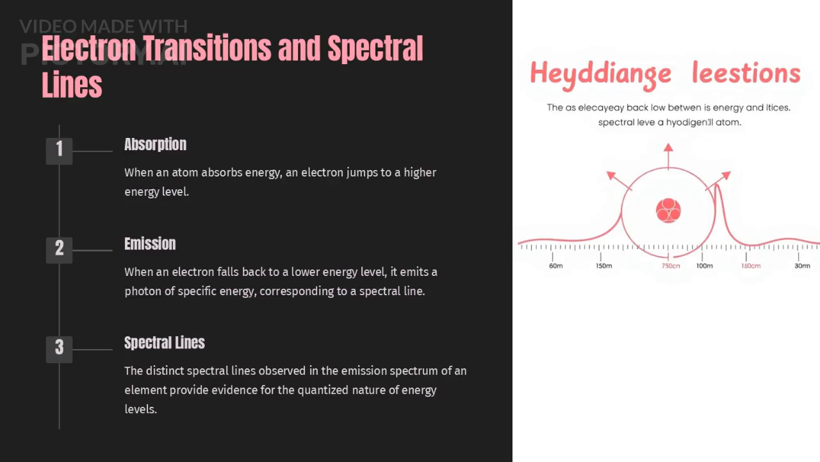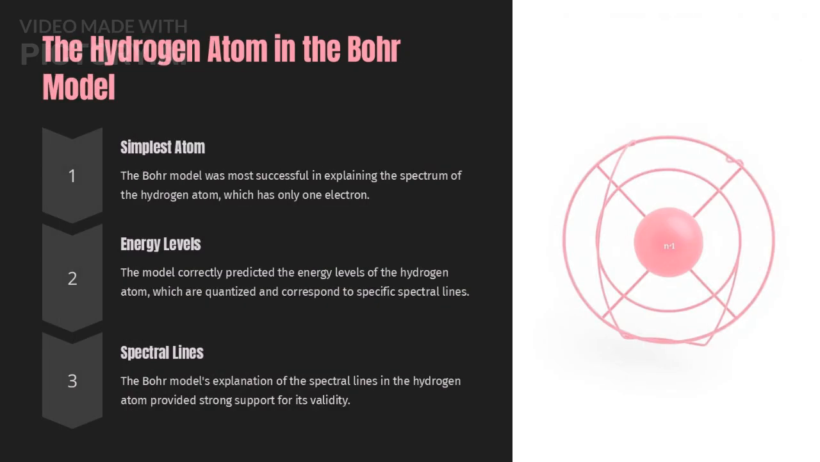of energy levels. The Bohr model was most successful in explaining the spectrum of the hydrogen atom, which has only one electron. The model correctly predicted the energy levels of the hydrogen atom, which are quantized and correspond to specific spectral lines. Bohr's explanation of the spectral lines in the hydrogen atom provided strong support for its validity.